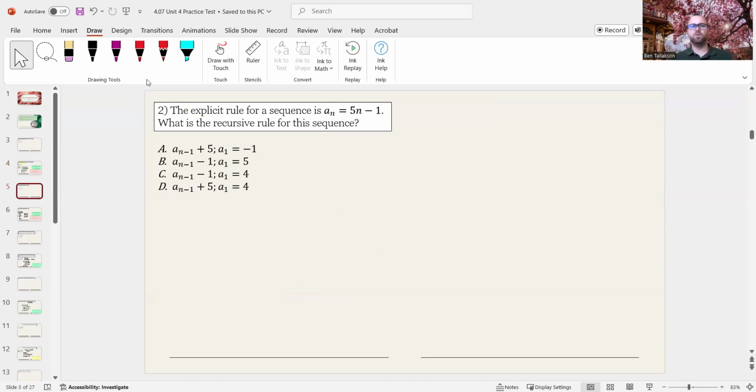Now, let's try to do exactly the opposite. Convert from explicit to recursive. Once again, it's going to be up to you to look at this rule and determine arithmetic or geometric. And this should take you just an extra moment of thinking when you look at your rules. Give it a try.